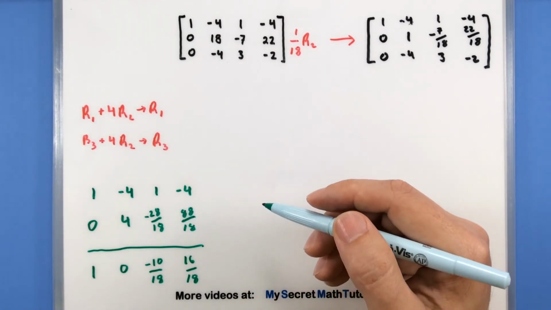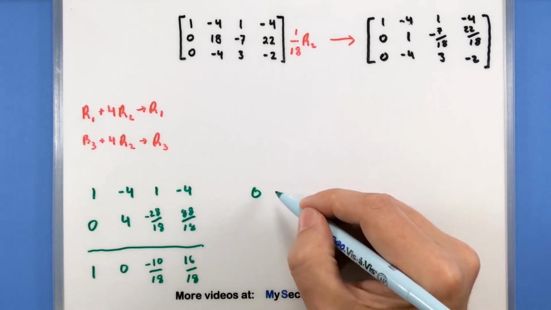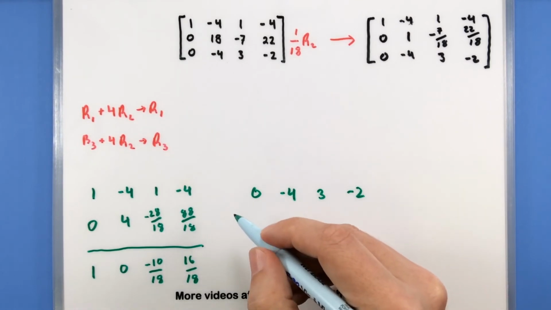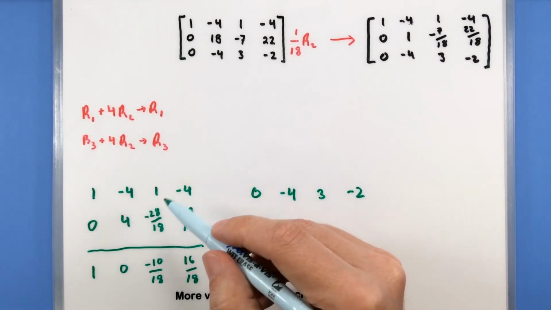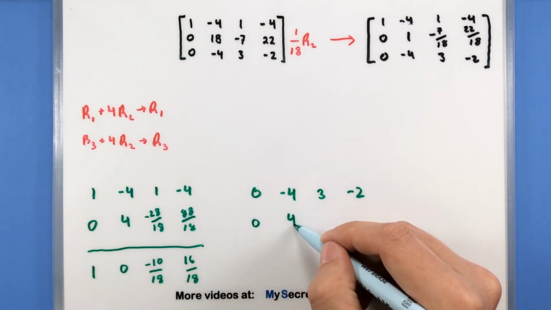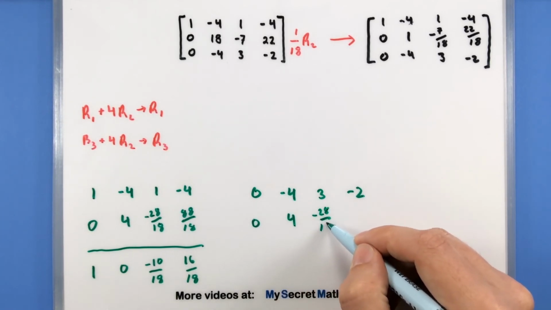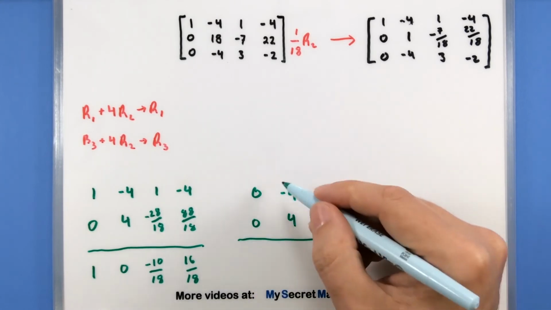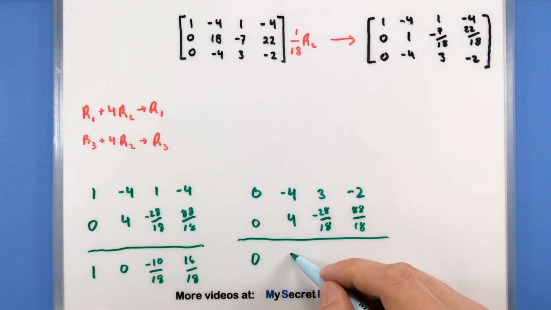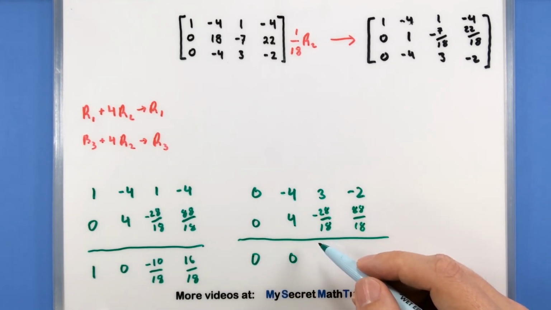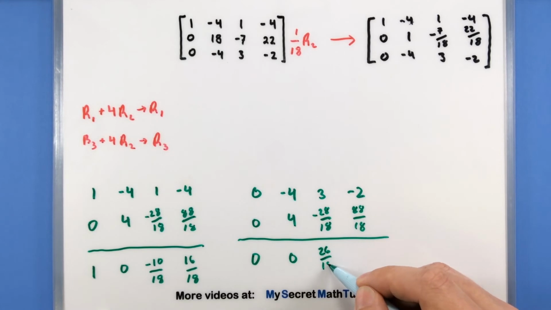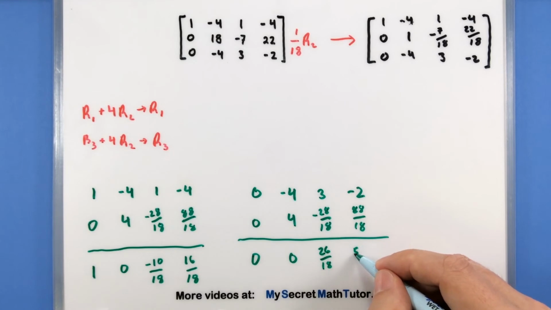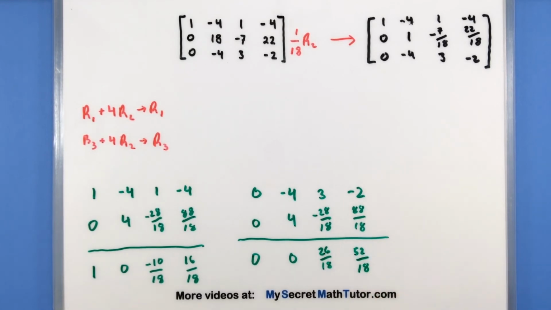Now let's do the process for row 3. So row 3: 0, negative 4, 3, negative 2. I'll multiply the second row by 4. We've already done this once before, so I'll just copy what I have written before. And now I have an 88/18. And now I just have to add these up. Okay, so 0, 0, 3 plus negative 28/18. That's 26/18. Negative 2 plus 88/18. That's a toughie, but that is 52/18.